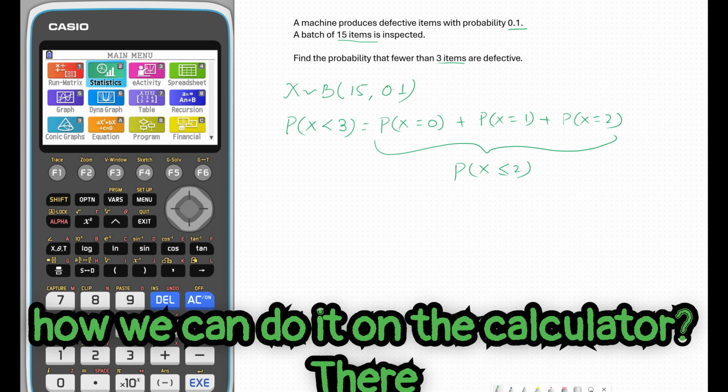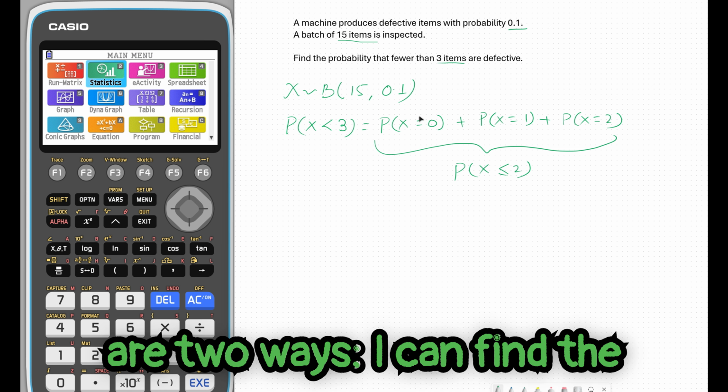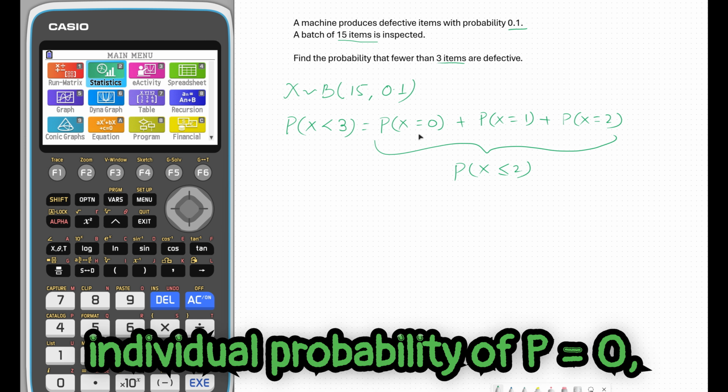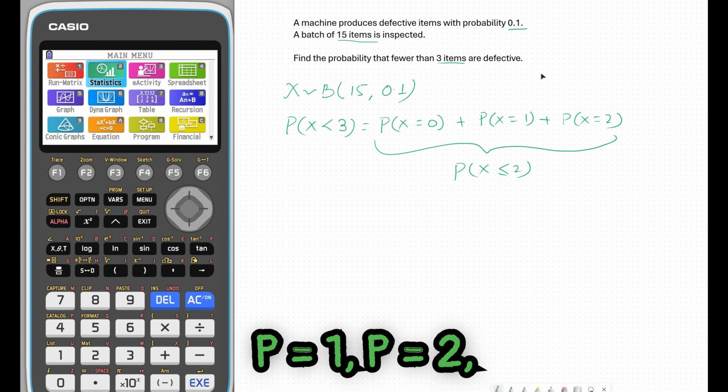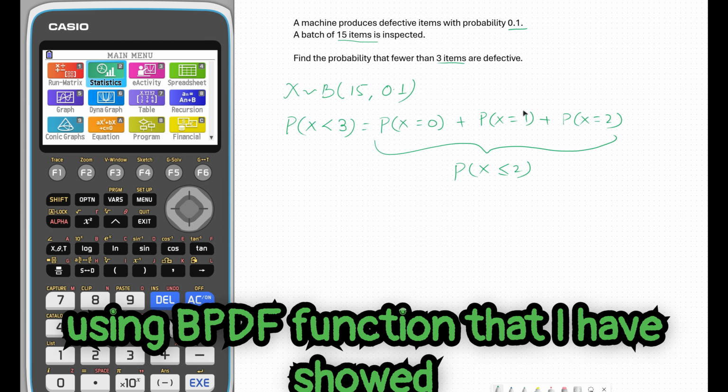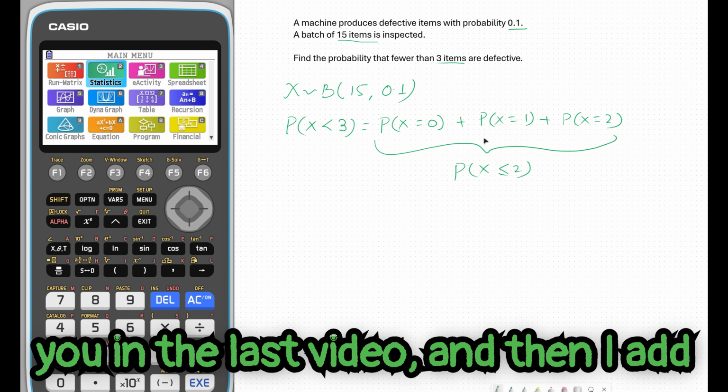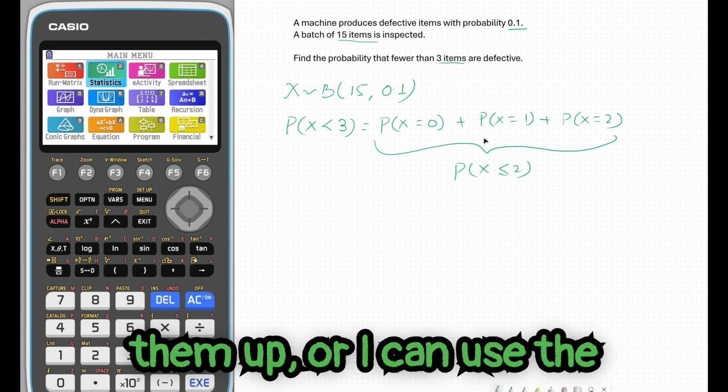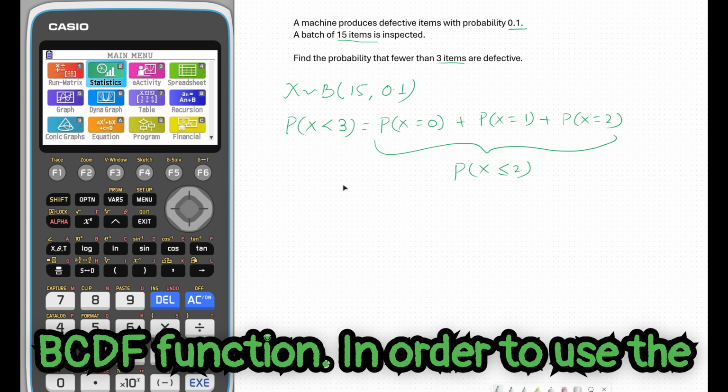Now, how can we do it on the calculator? There are two ways. I can find the individual probabilities of P(x = 0), P(x = 1), and P(x = 2) using the BPDF function that I showed you in the last video, and then add them up. Or I can use the BCDF function.